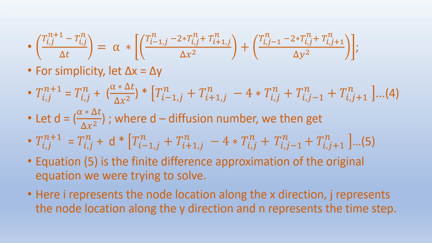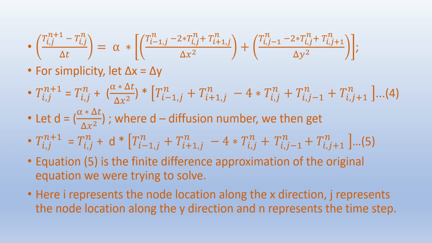Accordingly, we get T_ij^(n+1) = T_ij^n + (alpha ΔT/Δx²)(T_(i-1,j)^n + T_(i+1,j)^n - 4T_ij^n + T_(i,j-1)^n + T_(i,j+1)^n). Let d = alpha ΔT/Δx², where d is the diffusion number. We then get T_ij^(n+1) = T_ij^n + d(T_(i-1,j)^n + T_(i+1,j)^n - 4T_ij^n + T_(i,j-1)^n + T_(i,j+1)^n).